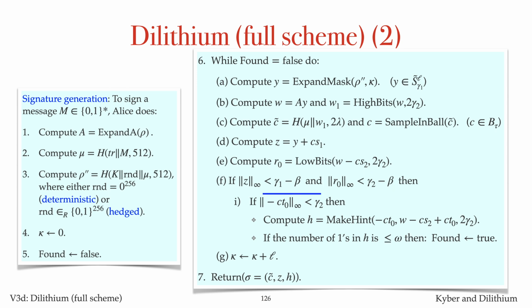Third, minus c times t0 should have infinity norm less than gamma 2. This requirement accommodates compression of the public key component t, whereby signature verification can be done without knowledge of the low-order bits t0 of t. And fourth, the number of ones in h should be at most omega. As mentioned, this requirement is to minimize the signature size. If all these 4 requirements are met, then the signature sigma, comprising c tilde, z, and h, is returned.